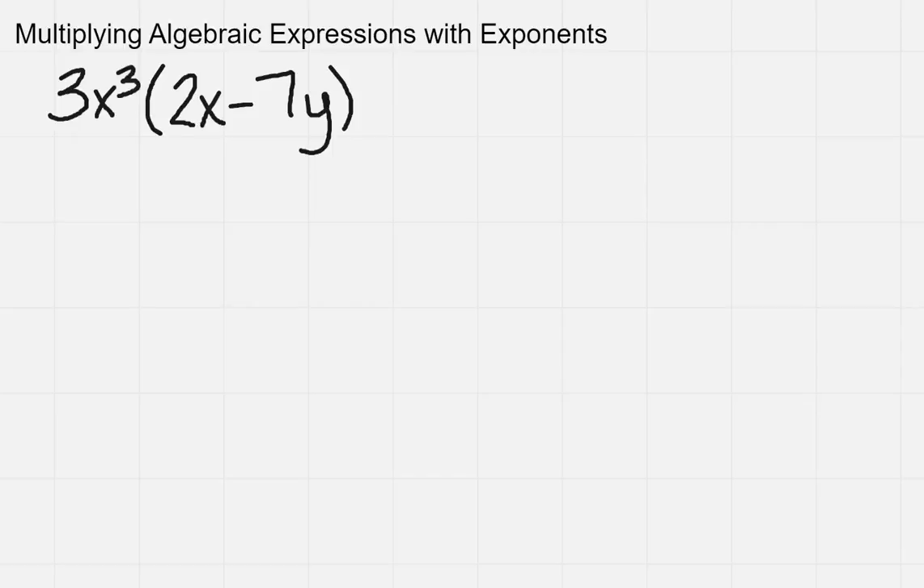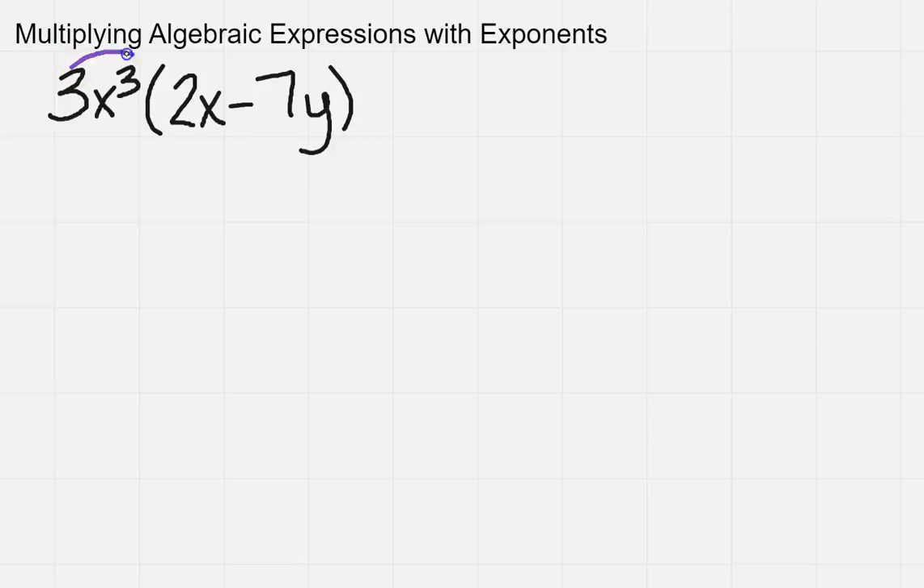So we just looked at multiplying algebraic expressions with exponents that just had x's. Now what happens if we add a y into that equation? So we need to look at combining like terms, and then things that do not look alike, we want to make sure that we don't try to combine those. So this time I'm going to have to use the distributive property.